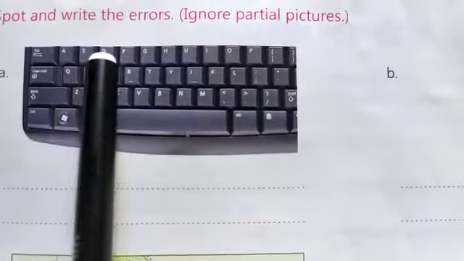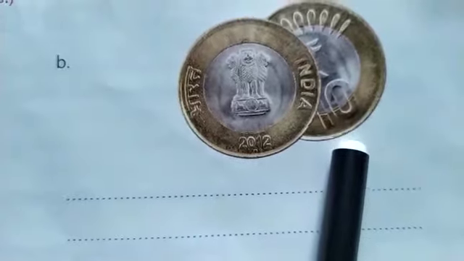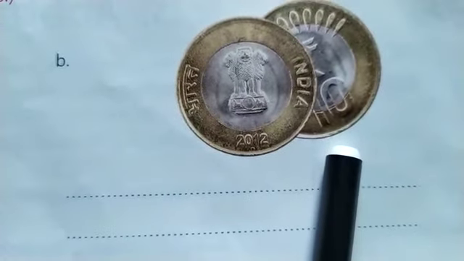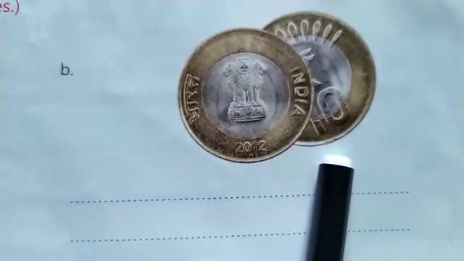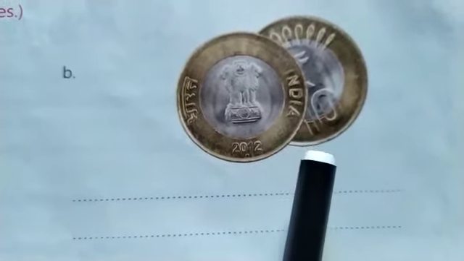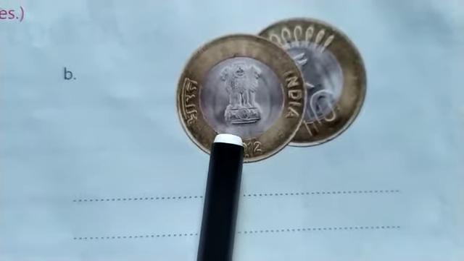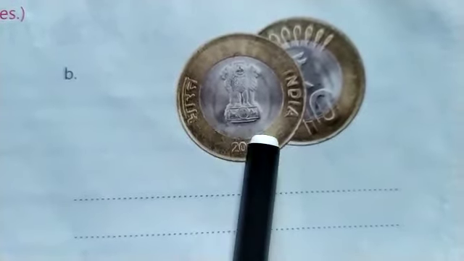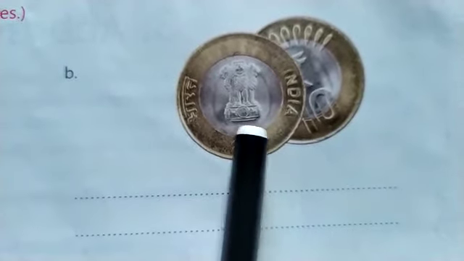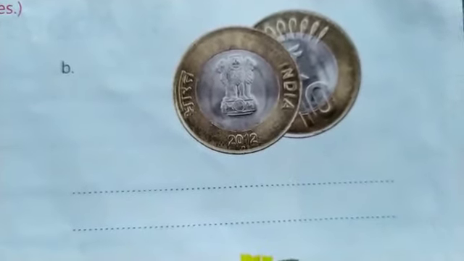Okay. So here you can see the symbol of a coin, a 10 rupee coin. You must have used it also. So what's the error? The error is Satyamev Jayate is missing from the emblem. Here, if you remember, what is written here? Satyamev Jayate. So the error is that Satyamev Jayate is missing from the emblem.